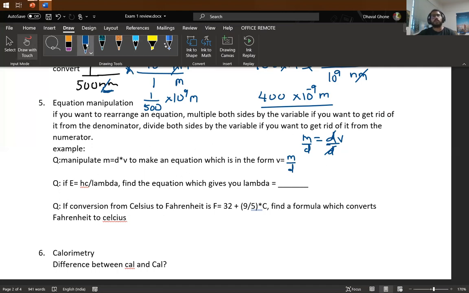For the next one, we have the equation formula for waves: energy equals hc over lambda. I'm going to rewrite this for you so it's easy to understand: E equals hc over lambda. My question is, find the equation which gives you lambda equals something. You can go ahead and pause the video and then come back to it when you're done.